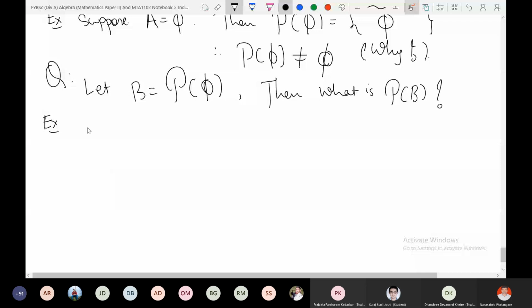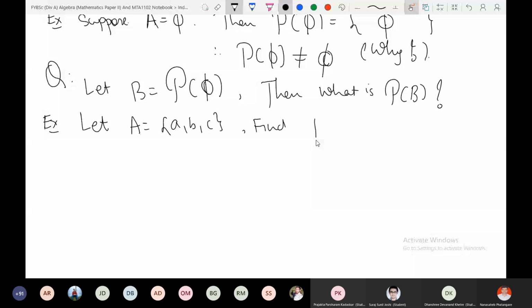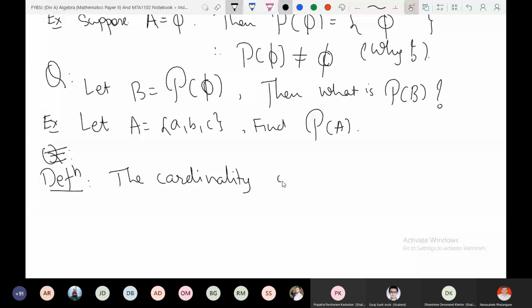So let A be equal to {a, b, c}, then find the power set of A. Similarly, you write down all these things. Now the question which I would like to ask you is, okay, let me define something, then I will ask that question. The cardinality of a set is the number of elements.